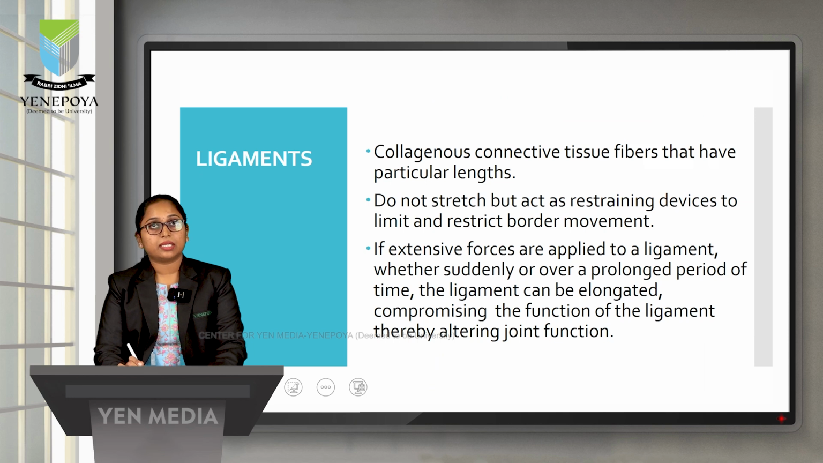Next, coming to the ligaments. Ligaments are collagenous connective tissue fibers of particular lengths. Usually ligaments do not stretch but act as restraining devices to limit the extreme border movements of the mandible. If extensive forces are applied to any ligament, whether suddenly or over a prolonged period of time, the ligament can get elongated, compromising its function and thereby altering the joint function.